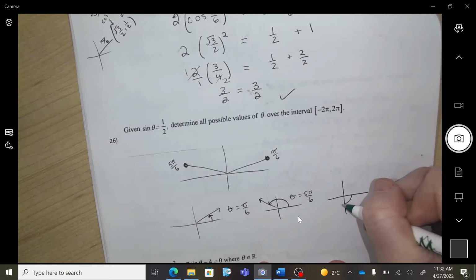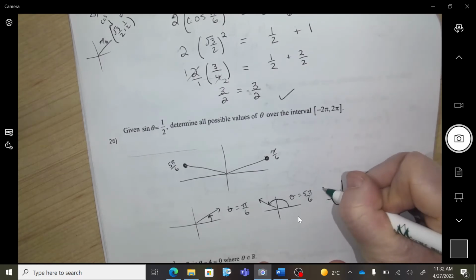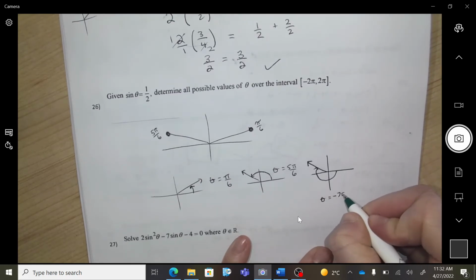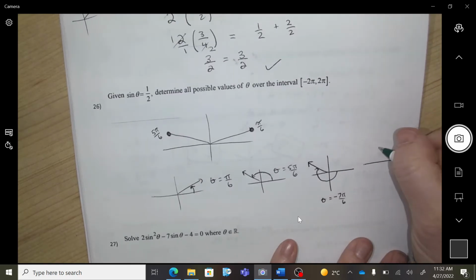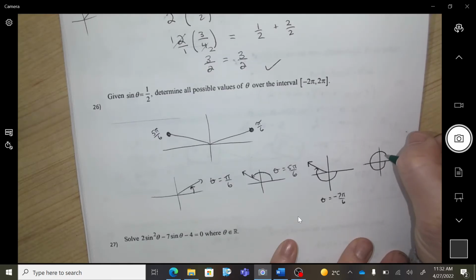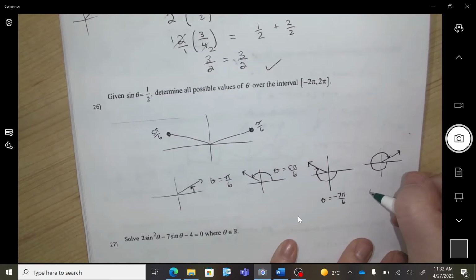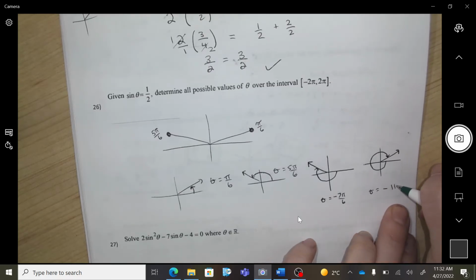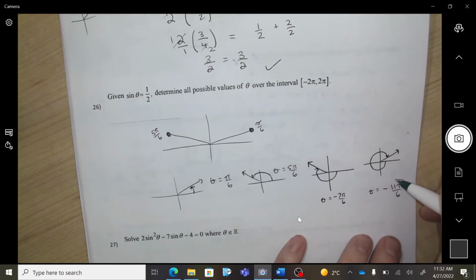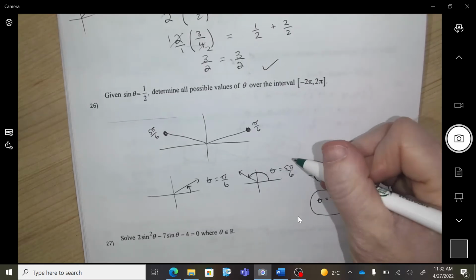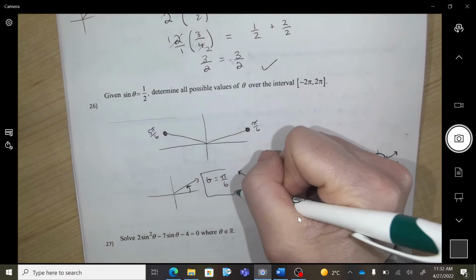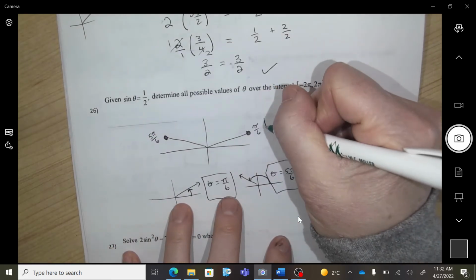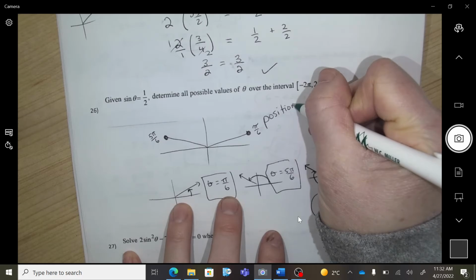We could have rotated like that, so that angle is negative 7 pi over 6. Or we could rotate like that to get there, and that angle is negative 11 pi over 6. So you have 4 answers, because of this domain. But it's just these positions. I'm trying to get to those positions.